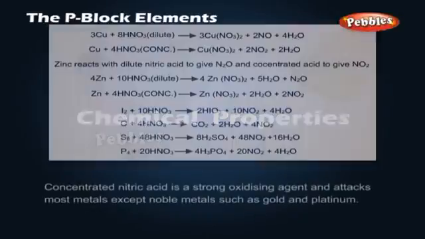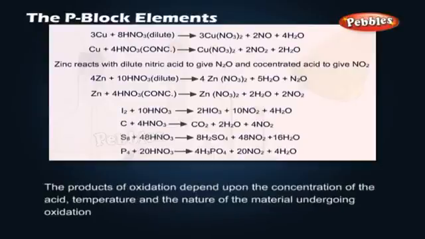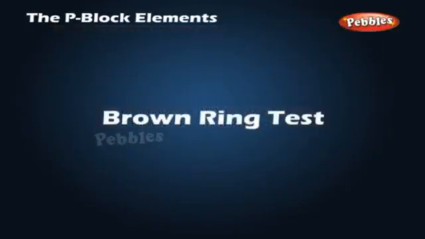Chemical properties. Concentrated nitric acid is a strong oxidizing agent and attacks most metals except noble metals such as gold and platinum. The products of oxidation depend upon the concentration of the acid, temperature, and the nature of the material undergoing oxidation. Brown ring test.